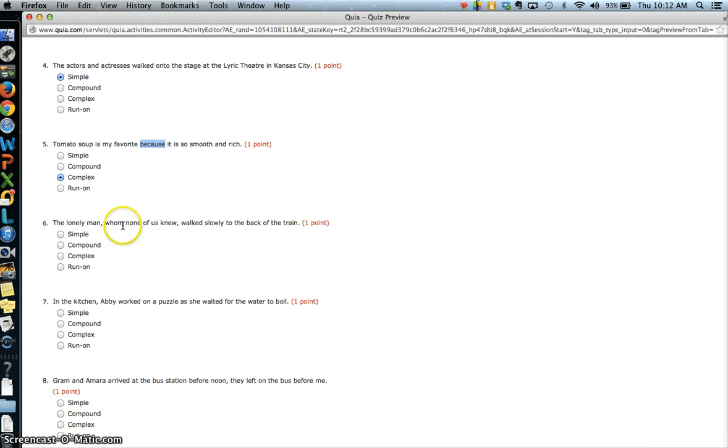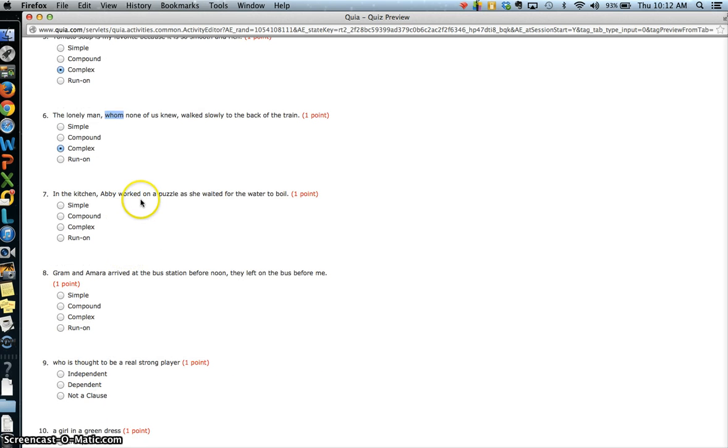Independent clause. None of us knew. Your verb, who knew? None knew. Whom is your relative pronoun. When a relative pronoun comes at the beginning of an independent clause, it makes it dependent. Notice the dependent clause is in the middle of the independent clause. It is a complex sentence.